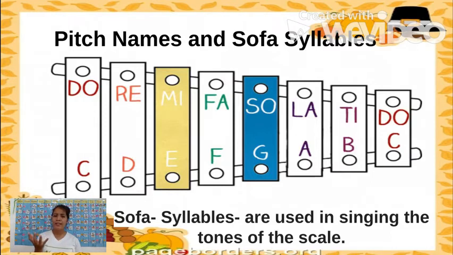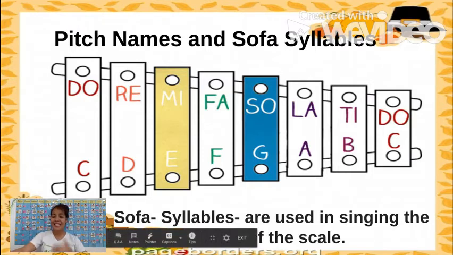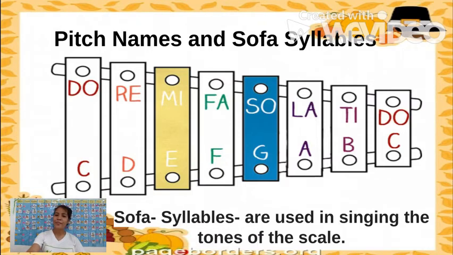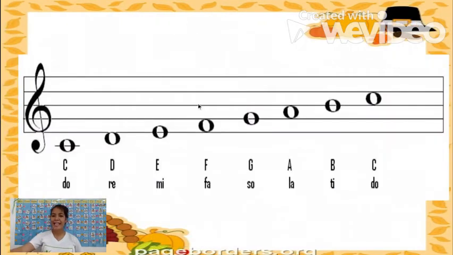Once you sing, for example, do re mi fa sol la ti do, when you sing the sofa syllables, of course, there is sound. So we use that in composing a song. That is why these are used in singing the song or the notes or the tones of the scale. So this is our guide for the tones of the scale.